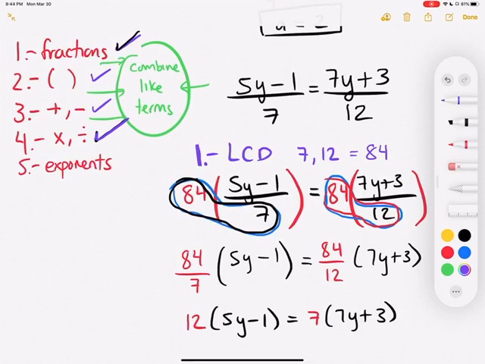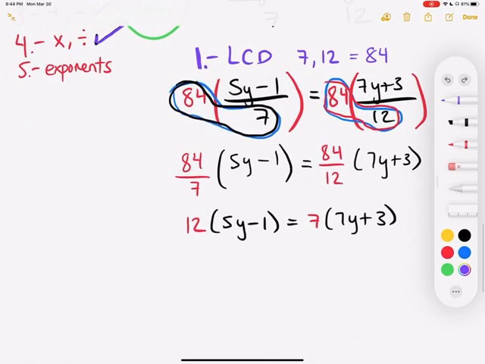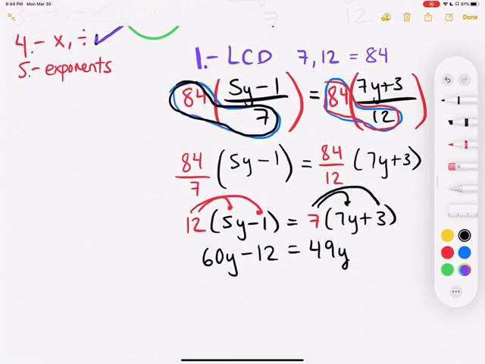The next thing that we're going to get rid of is the parentheses. Now we get rid of the parentheses, and I do have two parentheses. We're going to use the distributive property to get rid of them. Distributive property is multiplication of whatever's outside the parentheses times every term inside. So 12 times 5y, this is going to be 60y. And then 12 times -1, that's going to be -12. And on the right side of the equation, 7 times 7y, this is going to be 49y. And then 7 times 3, that's going to be 21.